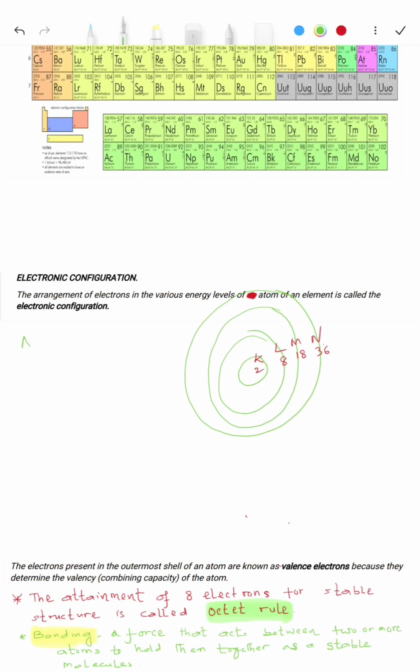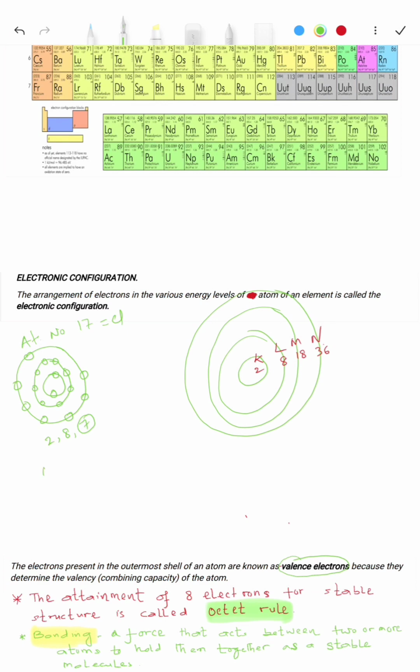For example, atomic number 17, that is chlorine. The lowest orbital will have 2 electrons, the second orbital will have 8 electrons maximum, and the total is 17. So 10 plus 7 left, 7 to be filled. So this is the electronic configuration of chlorine: 2, 8, and 7. Since 7 electrons are present in the outermost shell of an atom, these are called valence electrons.